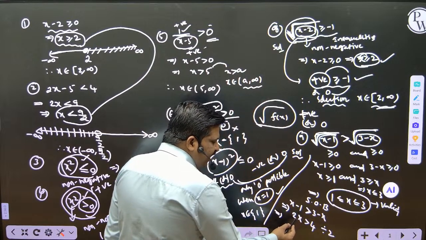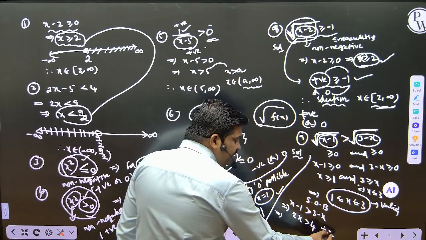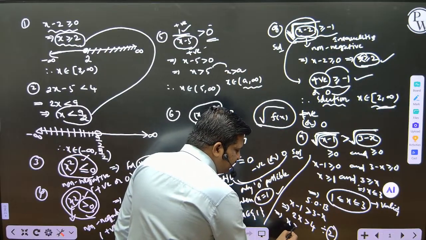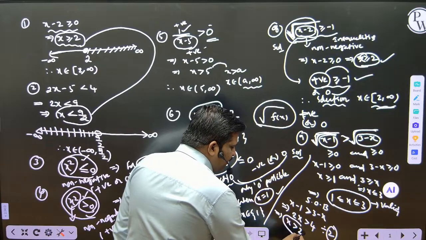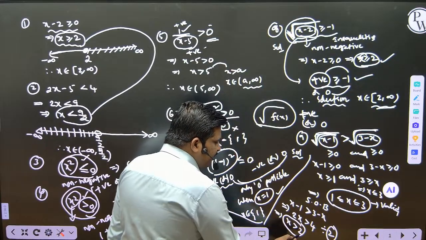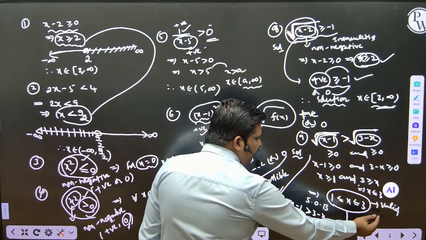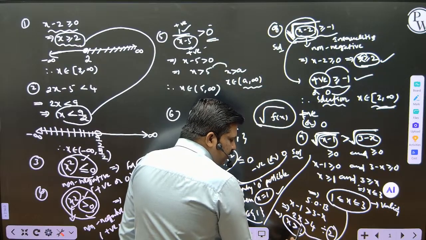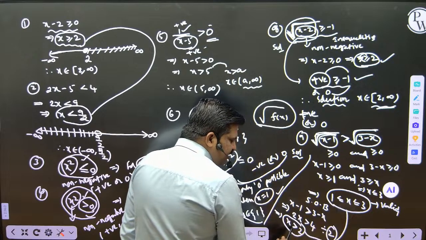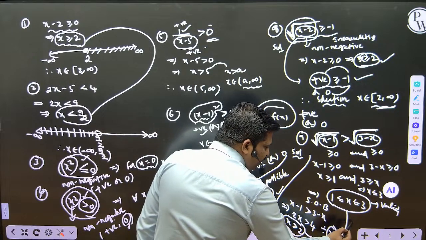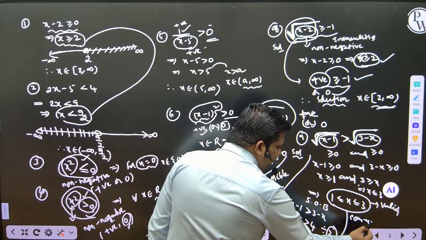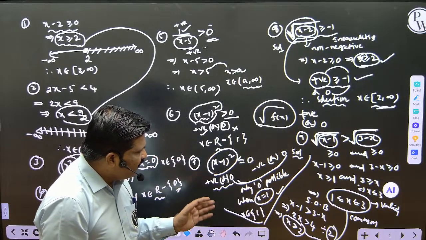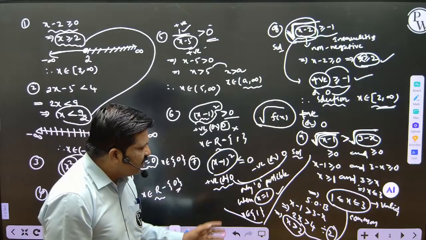Why? We need only the x value. So I am dividing by which number? A positive number, so the inequality will not change. x greater than 2. This is your solution. Now what we have to do? Already we got the domain validity of x. This is the validity, this is the solution. Now you take the common values of the validity of x and the solution.